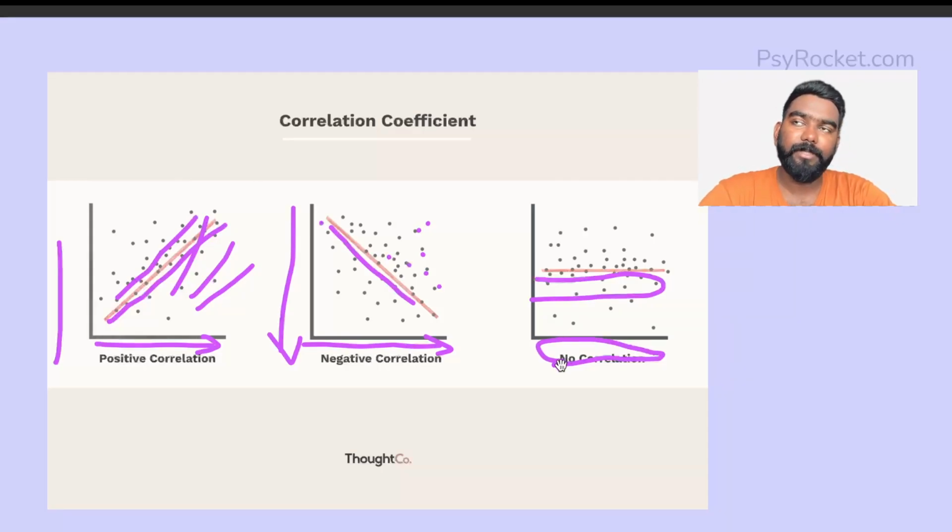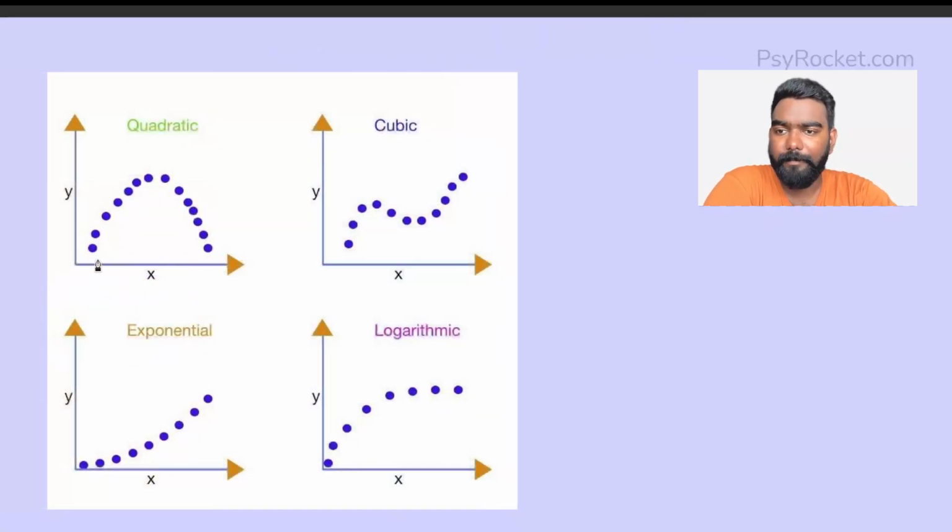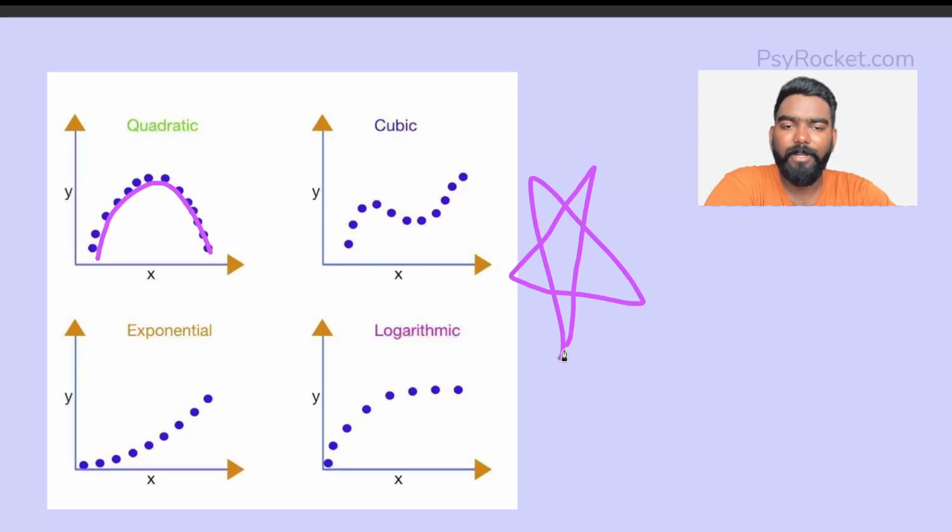And sometimes, do you think there is no correlation here just because the scatter plot is not linear? No, these are called non-linear correlations. Okay, we will not use them at this level. There are cubic correlations, exponential correlations, logarithmic correlations. I can explain each with an example.